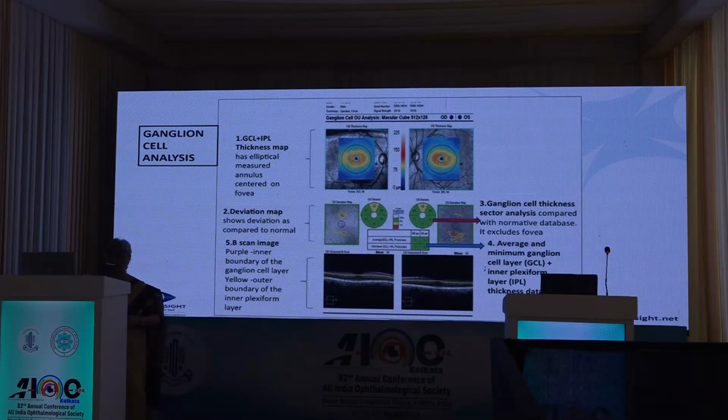After that comes the deviation map. How much deviation has taken place between the normals and the patient, we have done here. And of course, then we are looking at the scan, that is the B-scan image. The B-scan image again is extremely important for us.